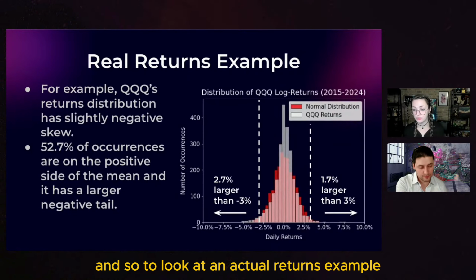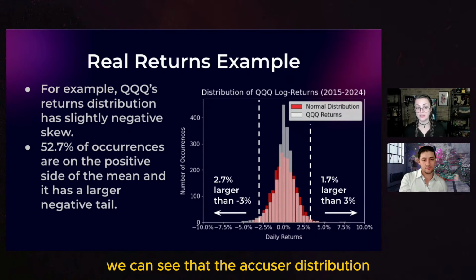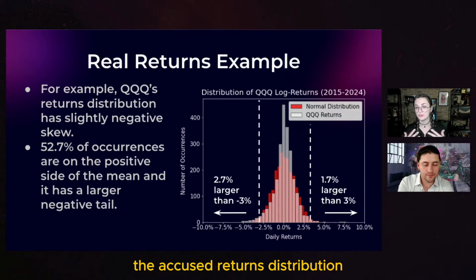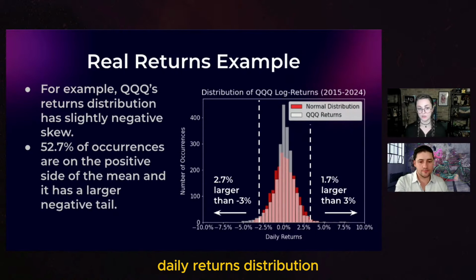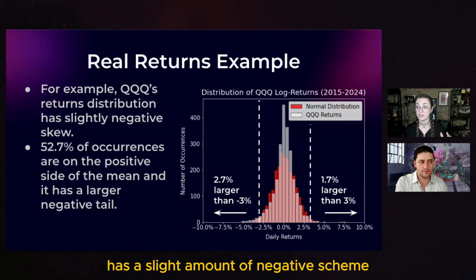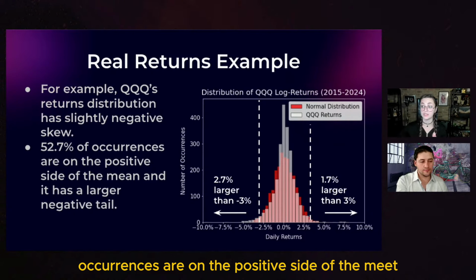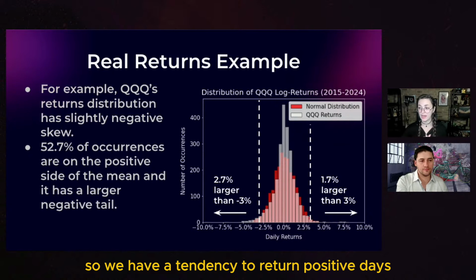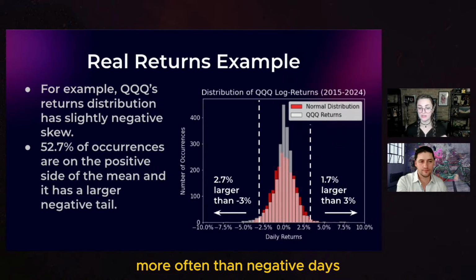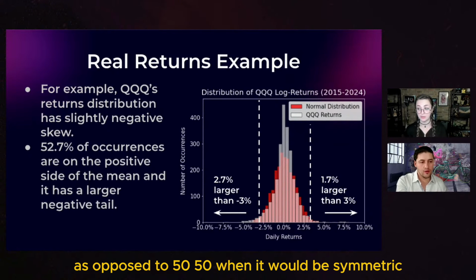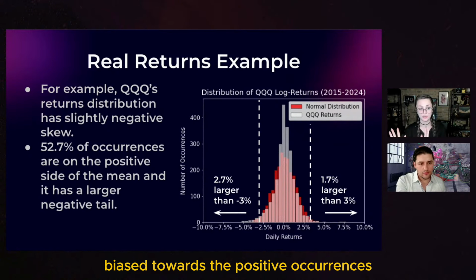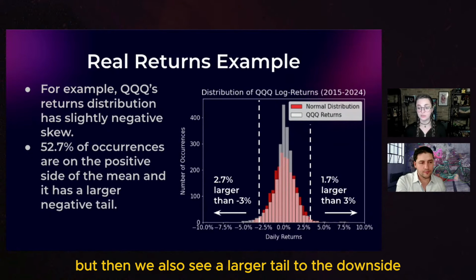And so to look at an actual returns example, we can see that the Q's daily returns distribution has a slight amount of negative skew. So what you can see here is that roughly 53% of the occurrences are on the positive side of the mean. So we have a tendency to return positive days more often than negative days, as opposed to 50-50 when it would be symmetric. So we see a slight bias towards the positive occurrences, but then we also see a larger tail to the downside.